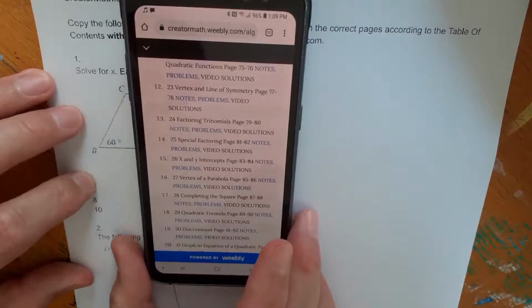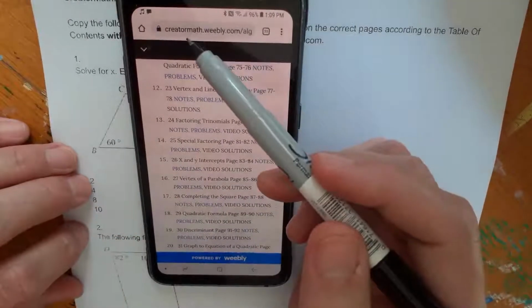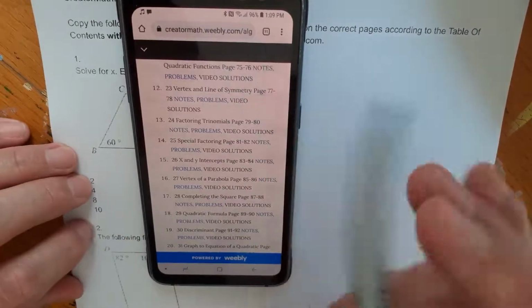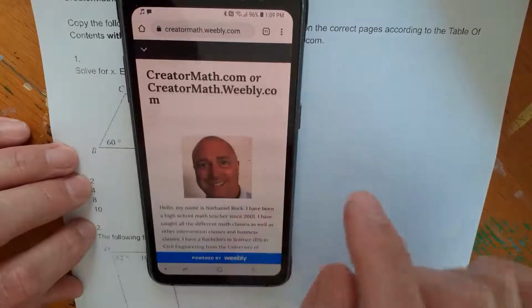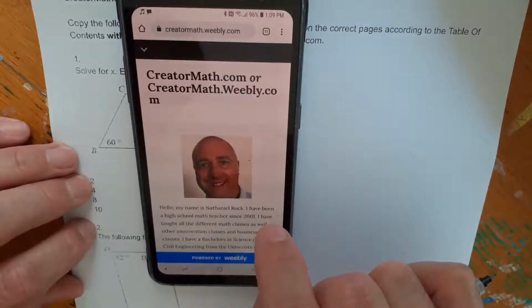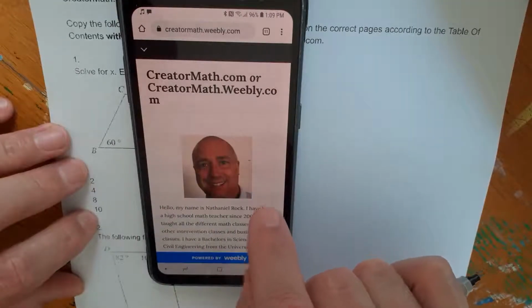Let's just review how to get to the notes, right? A lot of times students go, where are those notes? You're on creatormath.weebly.com. Here's what the home page looks like. This is how you know it's the right website. It's got my goofy picture on it. That's how you know you're there.